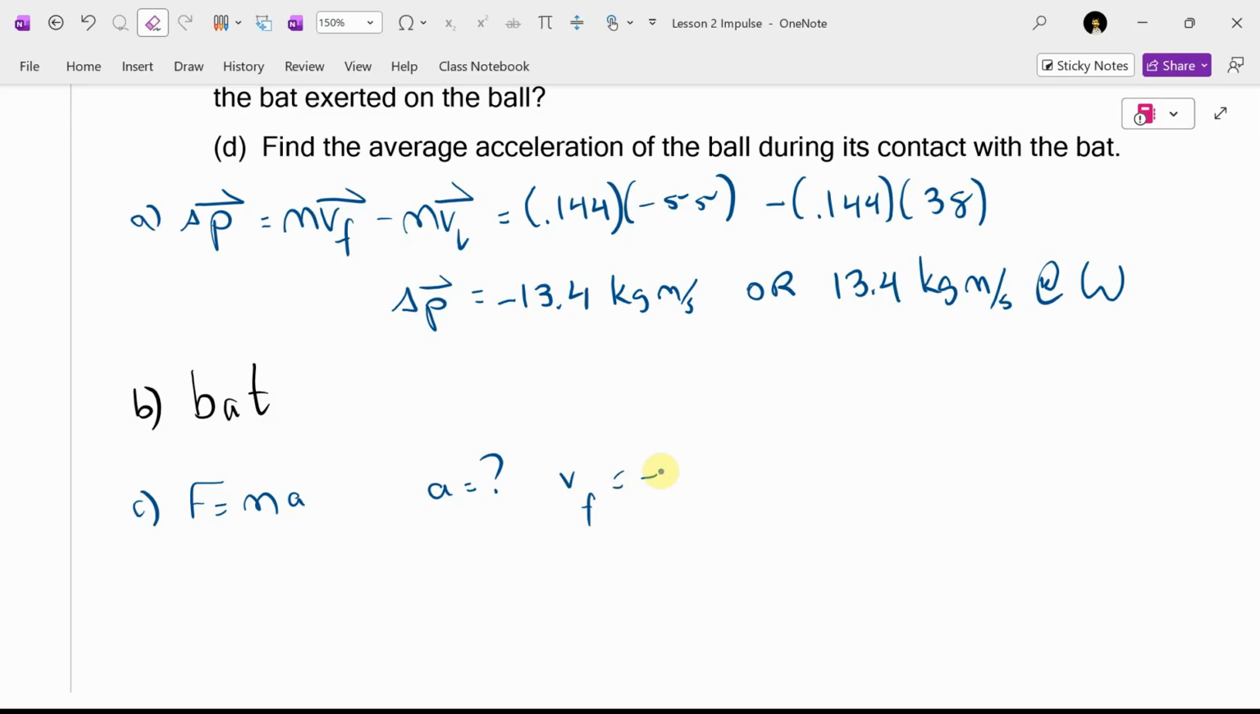You could go VF equals negative 55. Don't write this down. You could go VI equals 38. You could go T equals 0.8, whatever the heck. Oh, that's not meters per second. That's MS, whatever the heck that is. You could use, what's A equal to?